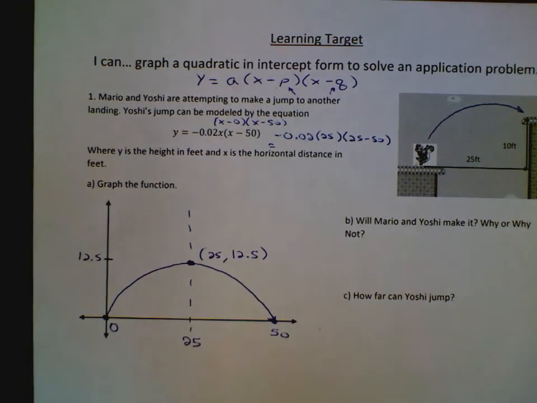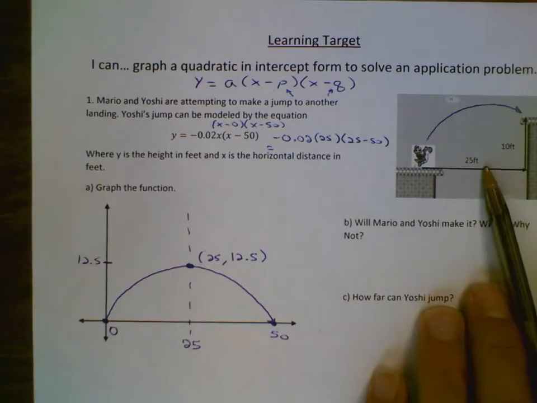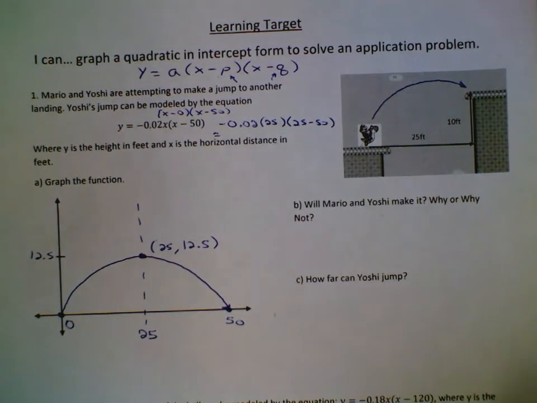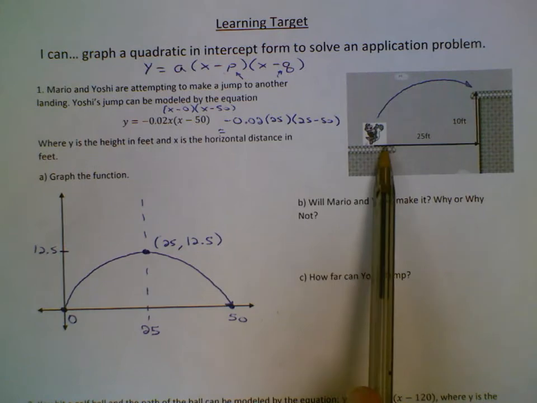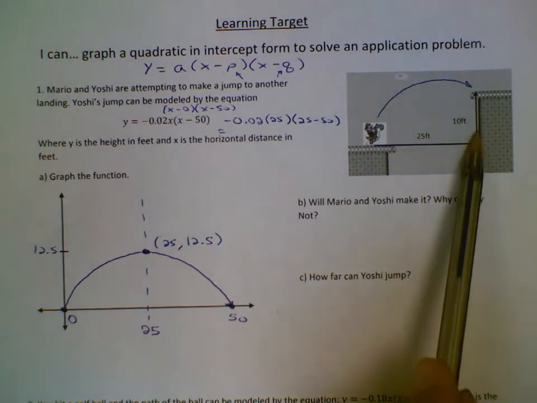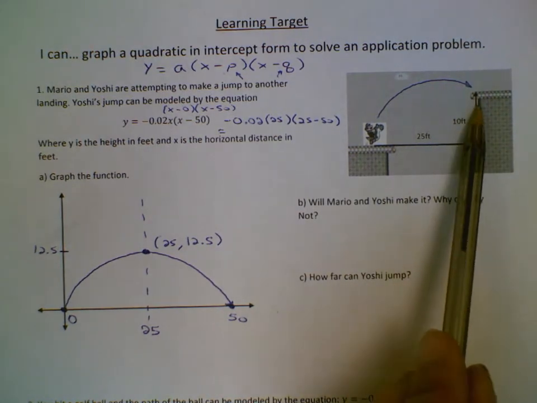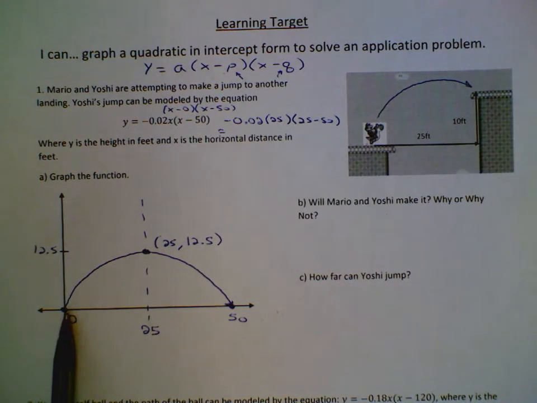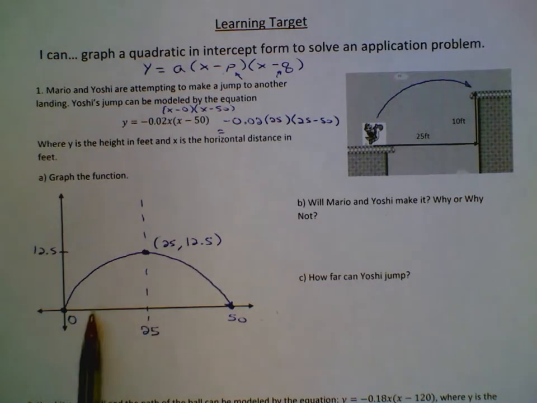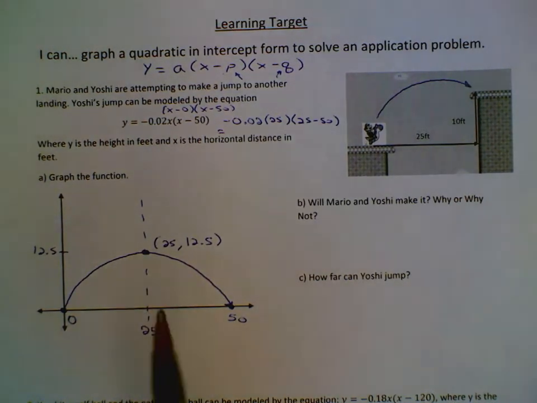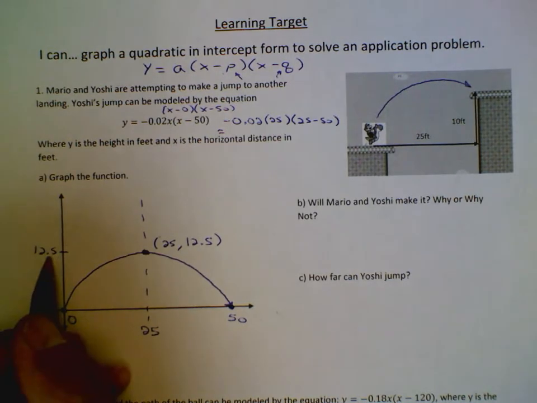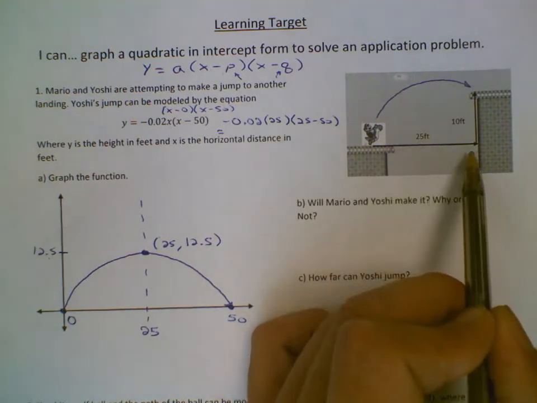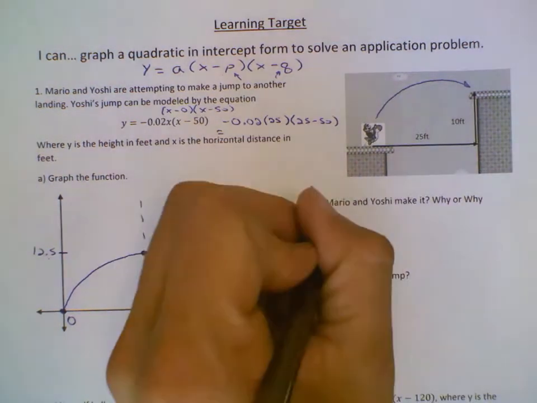Okay, so looking at my graph here and looking at the picture, I want to determine if Mario and Yoshi will make their jump. Well, if I look at the photo, notice that they have to jump 25 feet across and they have to go 10 feet up. Okay, so 25 feet across, 10 feet up. Well, if I look at my image, Yoshi's jumping ability goes 25 feet across and it has a height of 12.5 feet. So because 12.5 feet is bigger than 10 feet and they're going the same distance across, I'm going to say yes, they will make it.